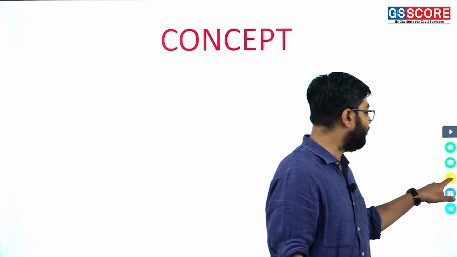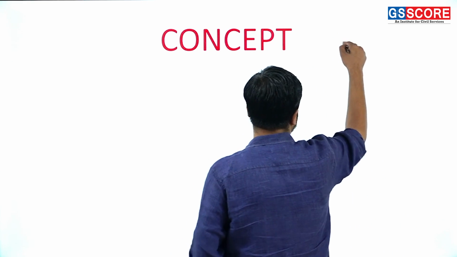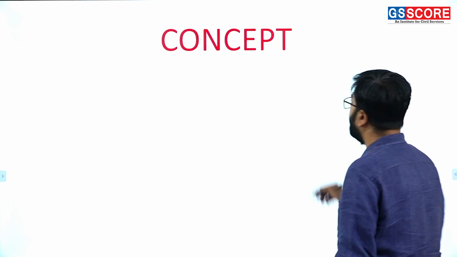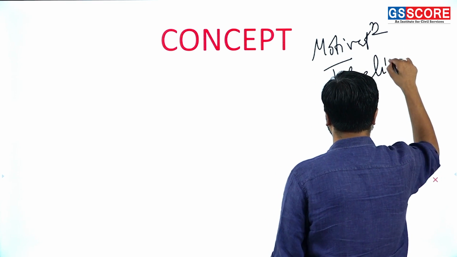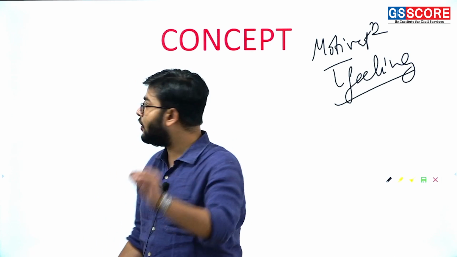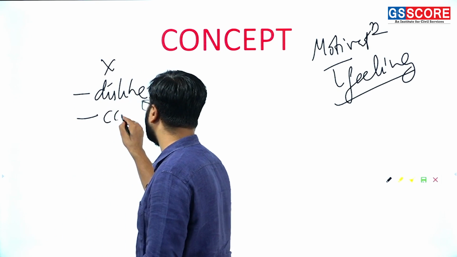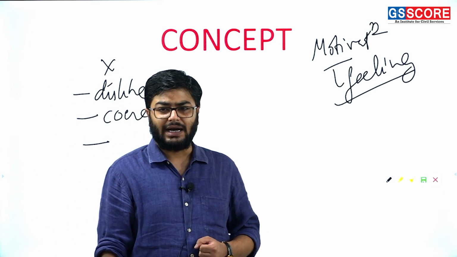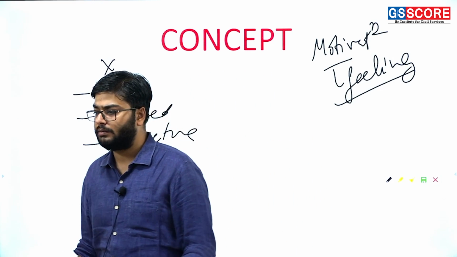Further, within this framework, it is Theory X which generates certain feelings, because motivation is all about a feeling. So Theory X generates dislike for work. There is a coerced character associated to it, right? It is a directive style, that I direct, you follow, right?